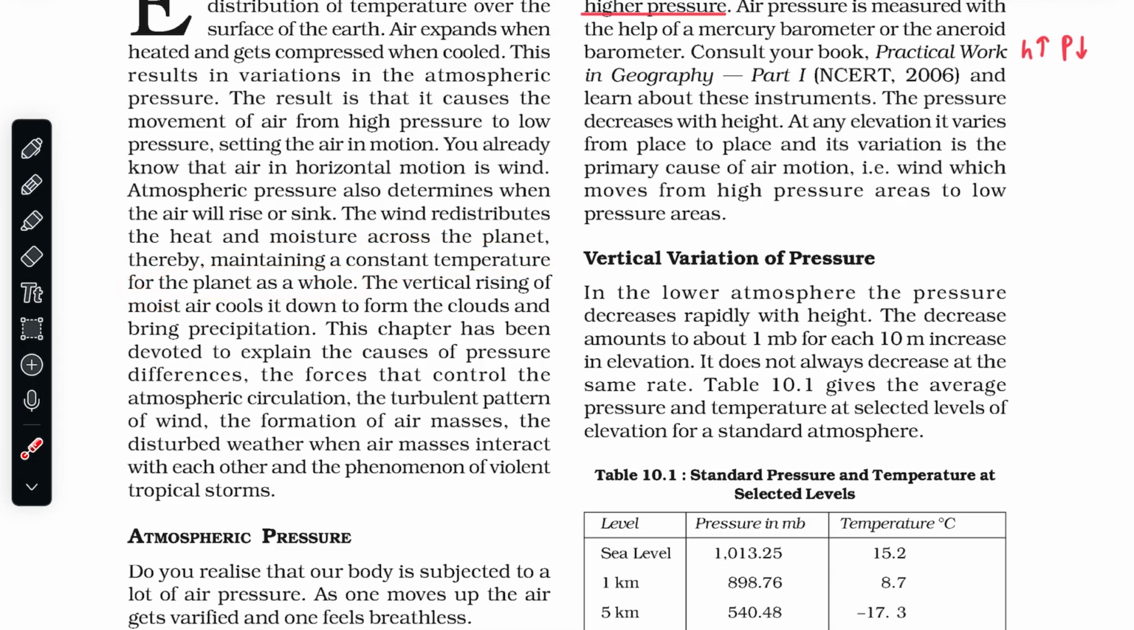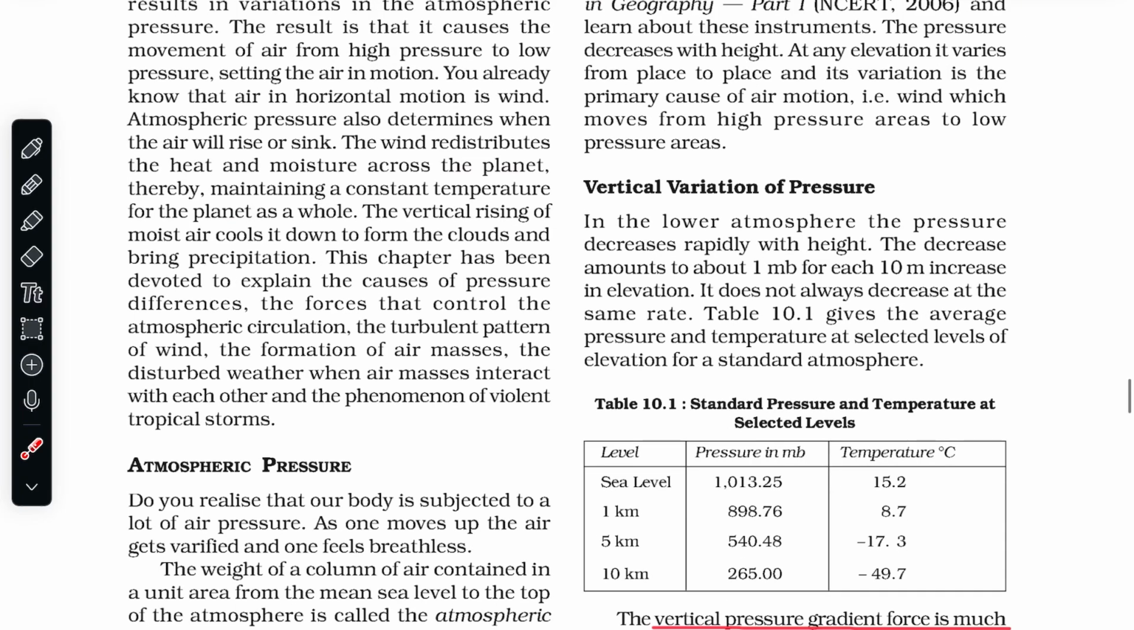So, because of the redistribution of the heat by the wind across the planet, the constant temperature for the planet as a whole is maintained. The vertical rising of the moist air cools it down to form the clouds and bring precipitation.